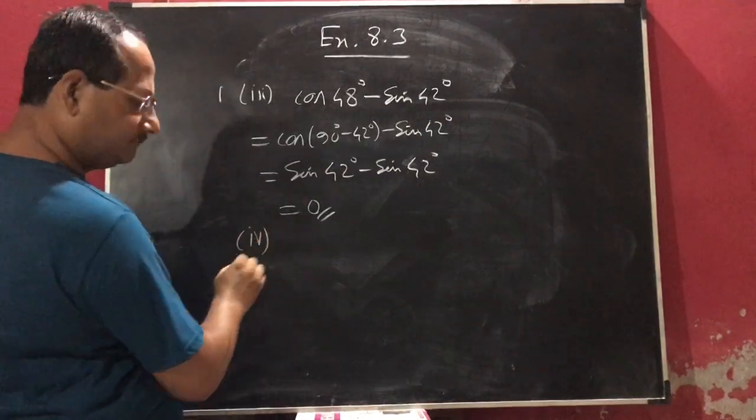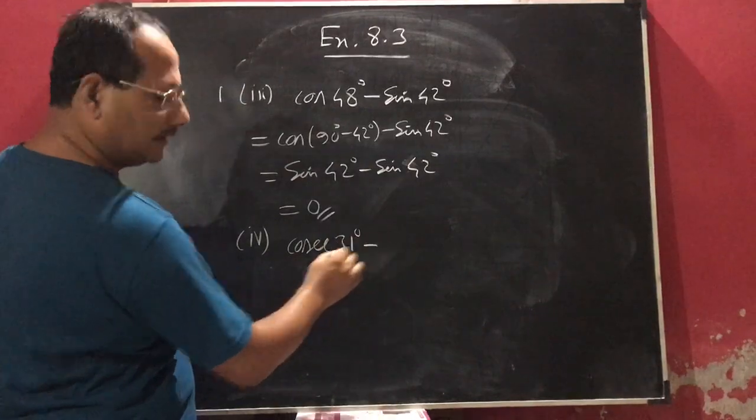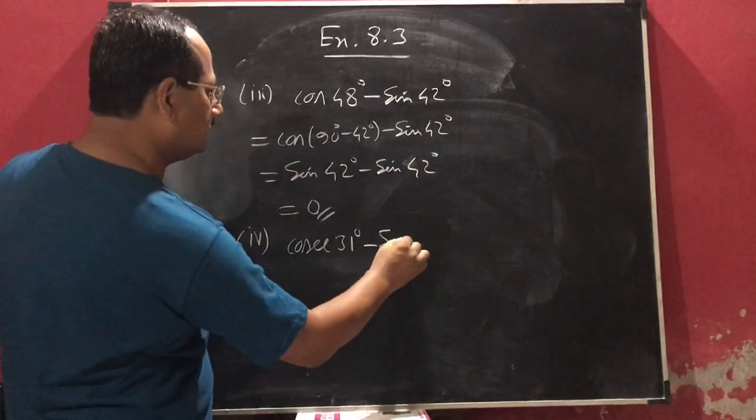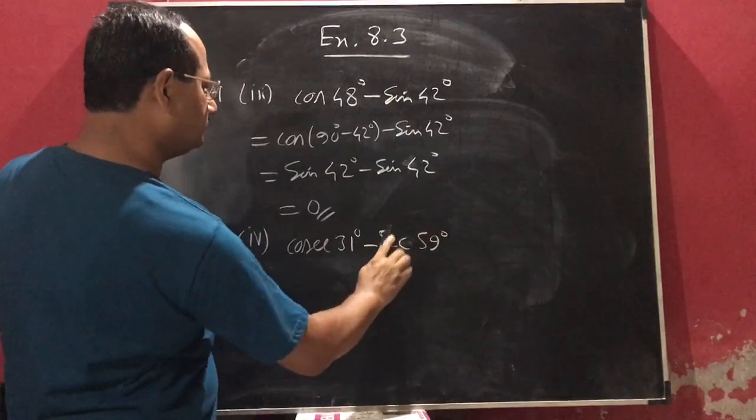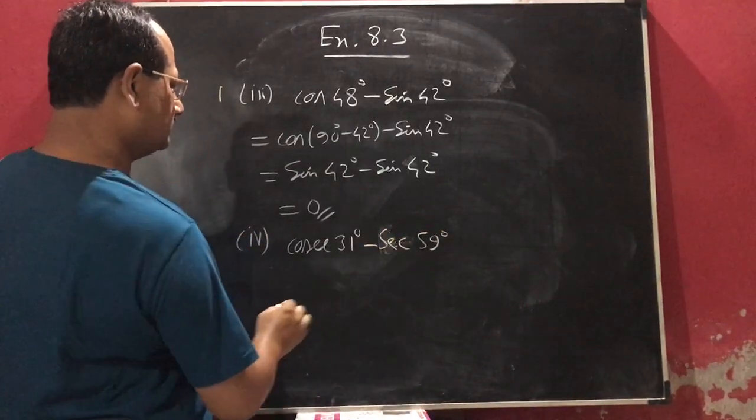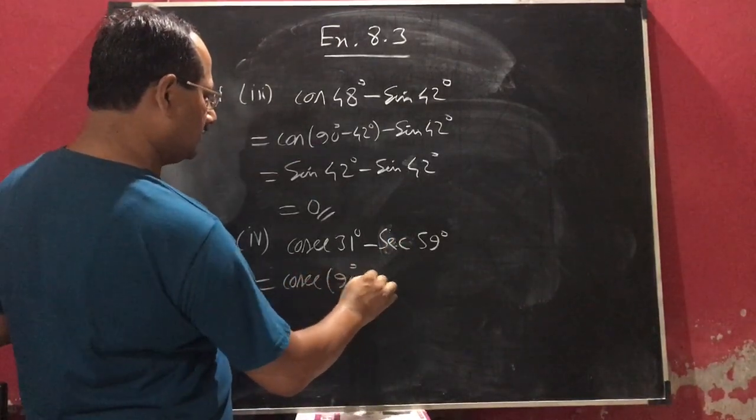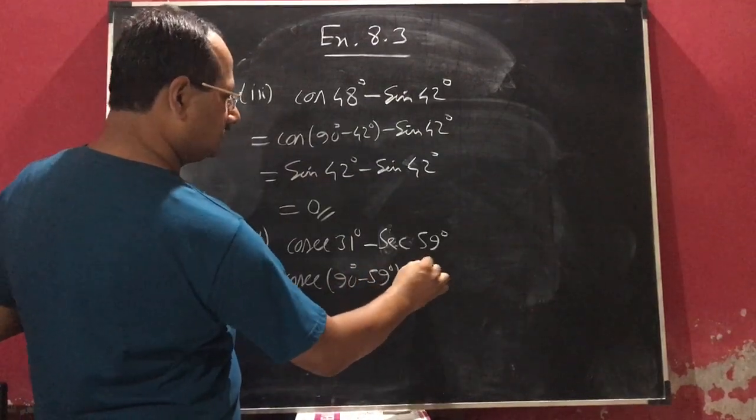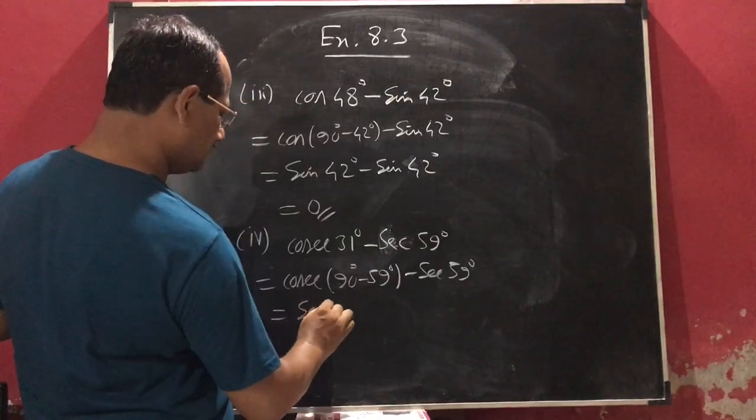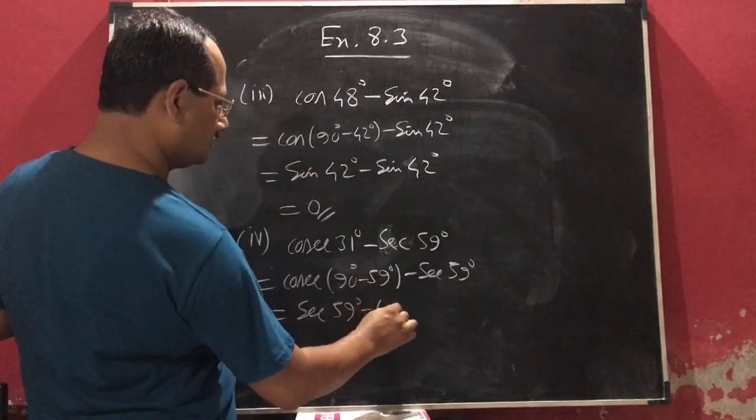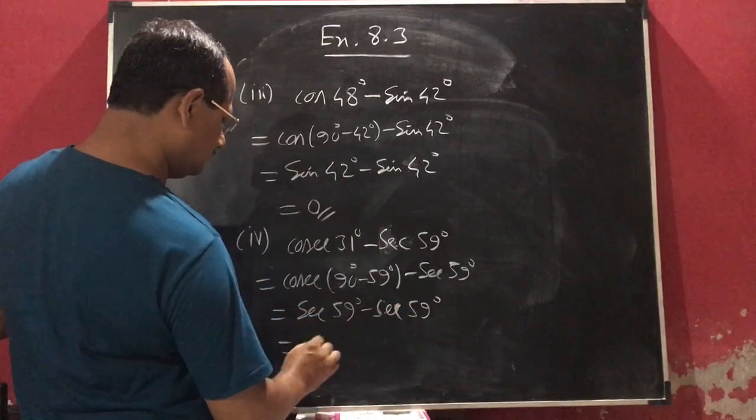Next, number 4: cosec 31 degrees minus sec 59 degrees. That is equal to cosec of 90 minus 59 degrees minus sec 59 degrees. That is equal to sec 59 degrees minus sec 59 degrees, which is equal to 0.